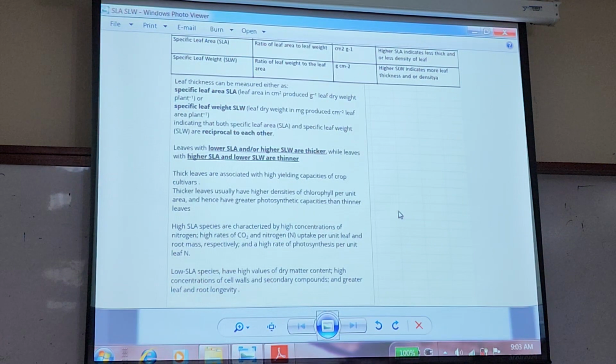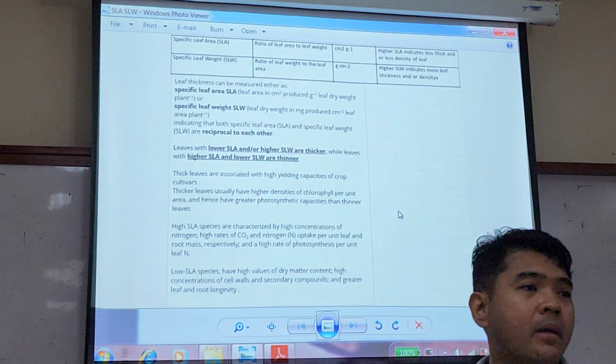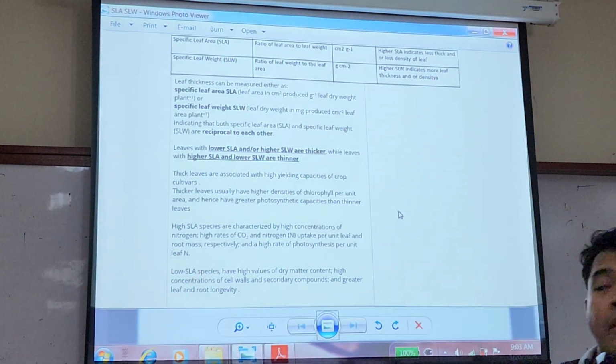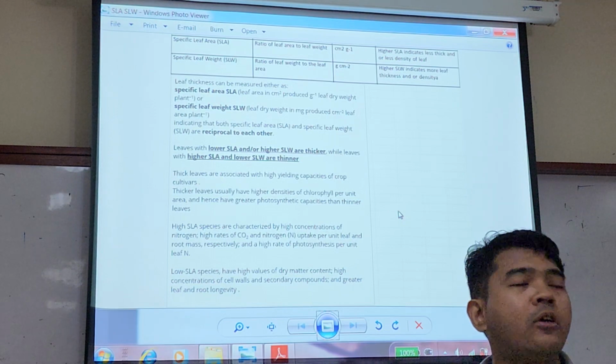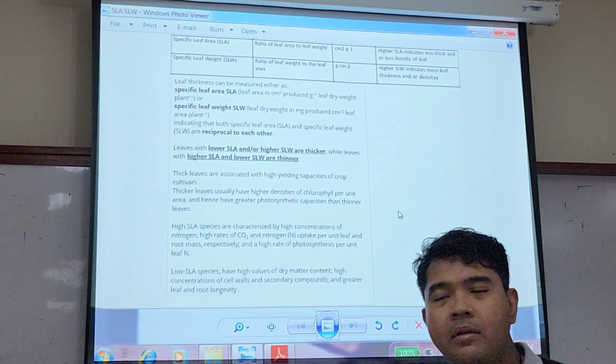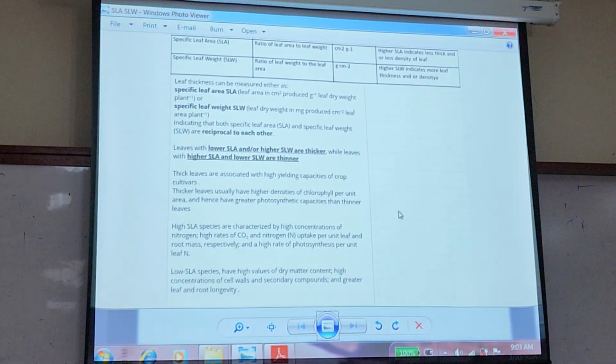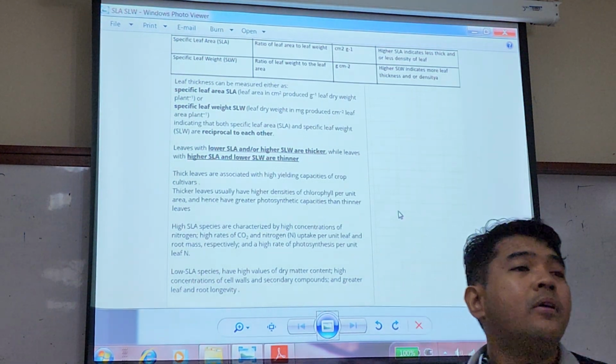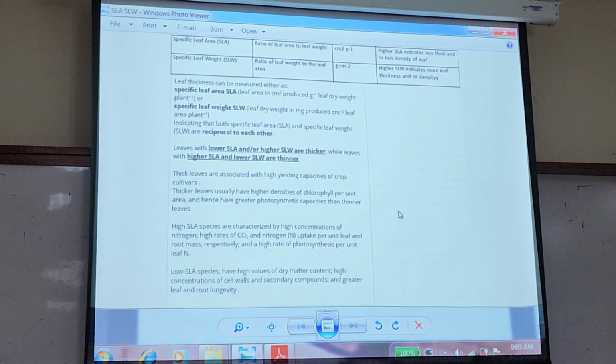Do not break your leaf. We want your leaf to be intact and not too big, maximum about this big. If you find a coconut leaf, don't use the coconut leaf. So try to finish in half an hour. Okay, you may go now.